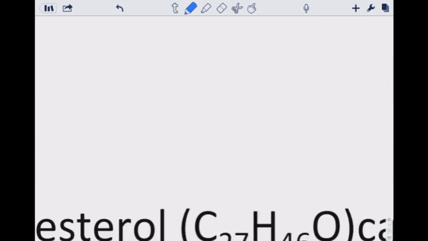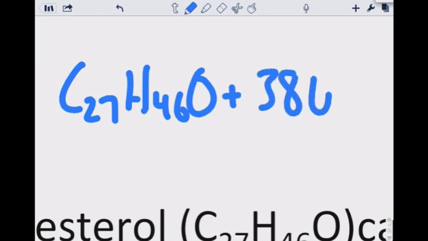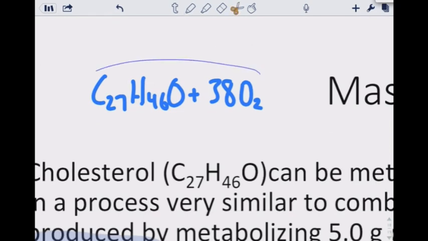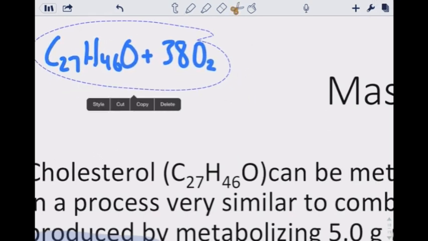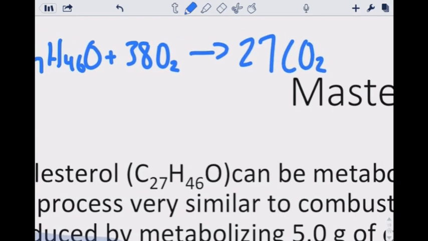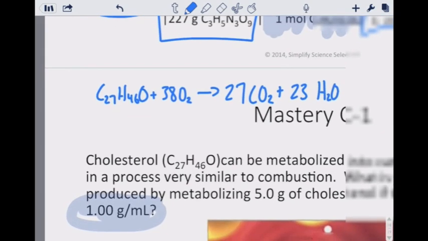So our equation is 1 mole of C27H46O plus 38 moles of O2 produces 27 moles of CO2 plus 23 moles of H2O.